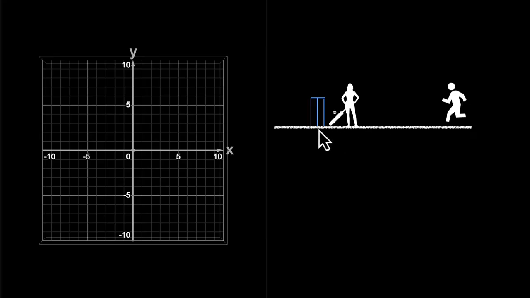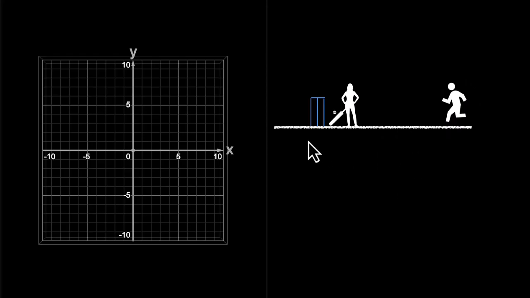Imagine you're playing cricket with your friends. Now let's analyze the situation using geometry. Let's say that your pitch is along the x-axis and the ball is coming from this direction. This is you, your bat, and the wicket. And there are other players.